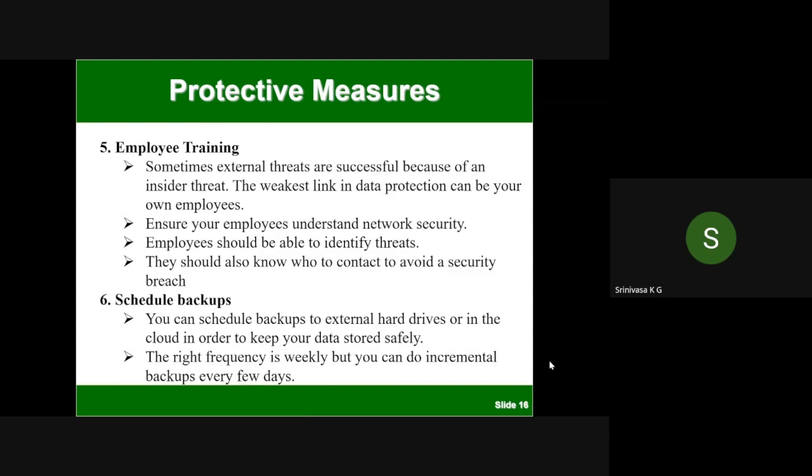Then there is scheduled backups. You can schedule the backups to external hard drives or to the cloud in order to keep your data stored safely. The right frequency is weekly, but you can do incremental backups every few days.